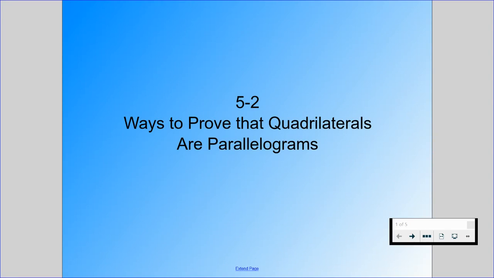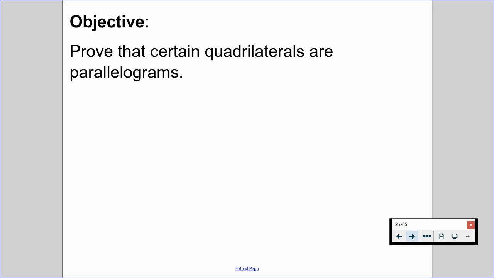In this video, we are going to be going through Chapter 5, Section 2, which is ways to prove that quadrilaterals are parallelograms. By the end of this video, we should be able to prove that certain quadrilaterals are indeed parallelograms. Let's have out our guide and notes. Let's begin.